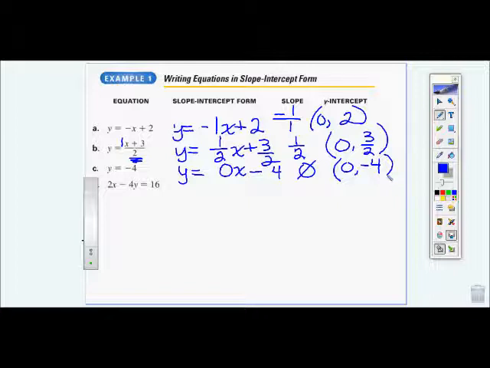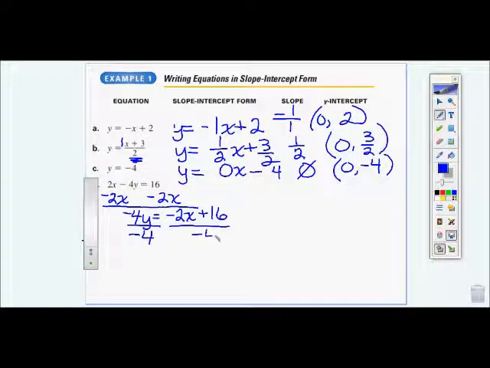And then my last one is the first one they didn't put in slope-intercept form for us to begin with. So I need to get my y by itself. So I'm going to get -4y equals -2x plus 16. This goes back a couple lessons. Now I need to solve for a single y, so I need to divide both sides by -4. So this time I would get y equals -2 divided by -4, which is a positive 1/2 x. And 16 divided by -4 is going to be -4.